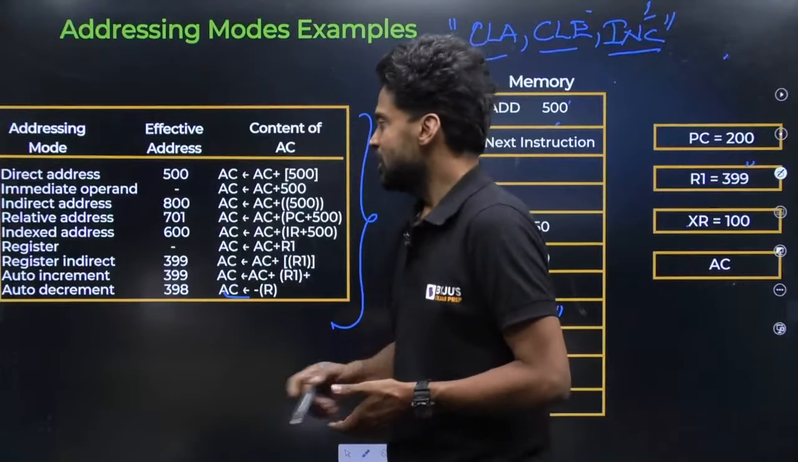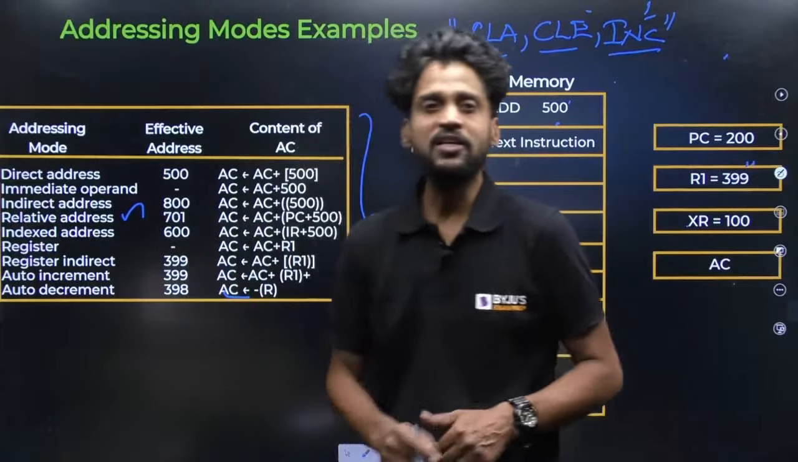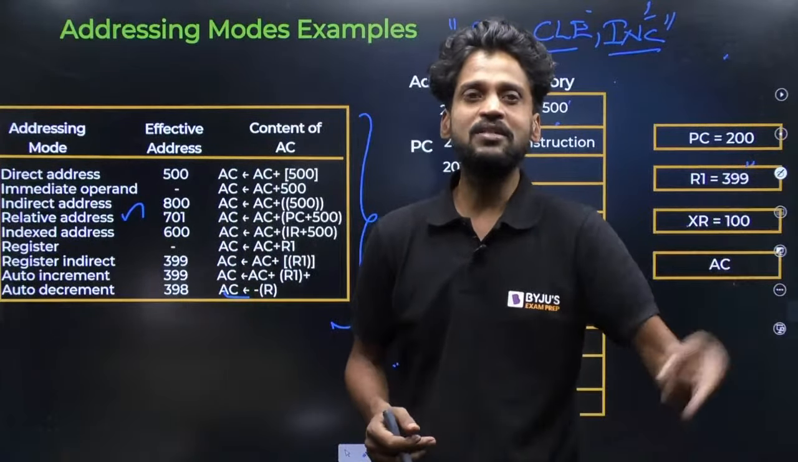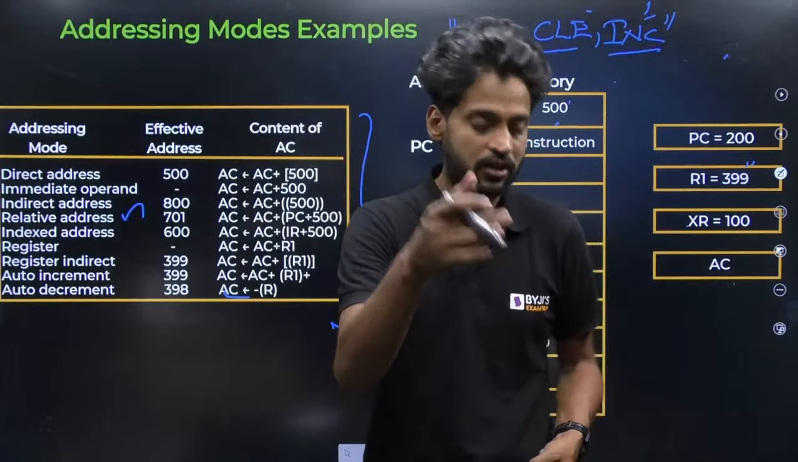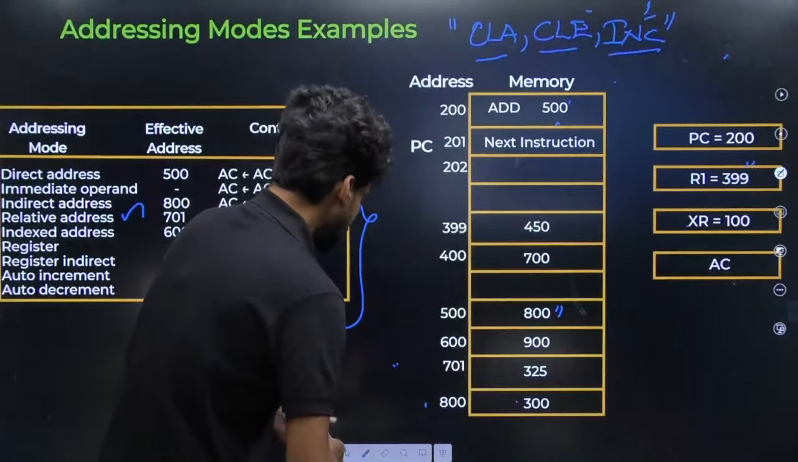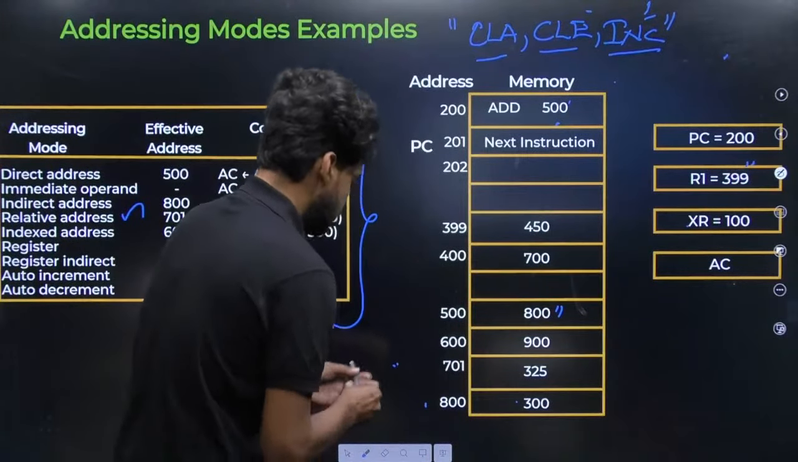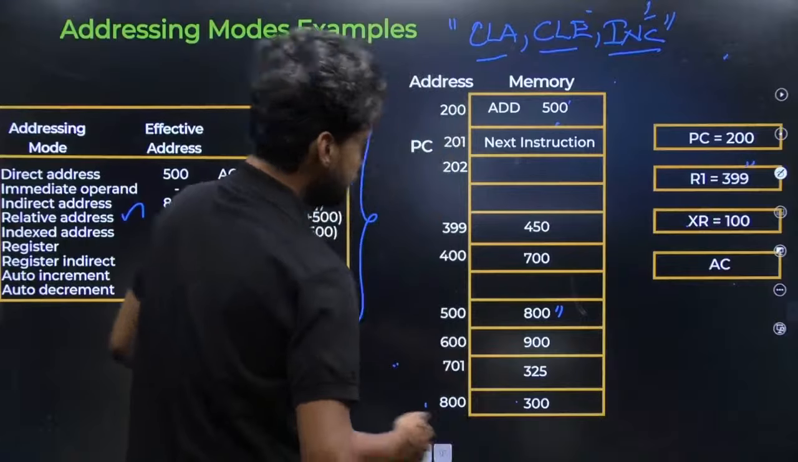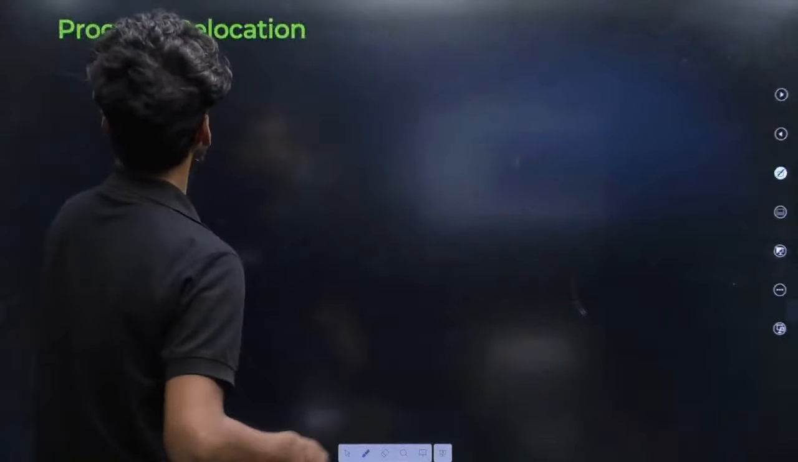The next thing is relative addressing mode. What is relative addressing mode? Why does relative addressing mode need to be used? Let us understand this. This is very important. For this, I want some empty space. For that, let me go back and use one slide. Let us talk about program relocation.